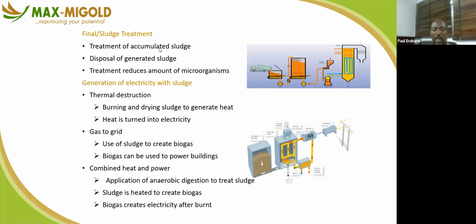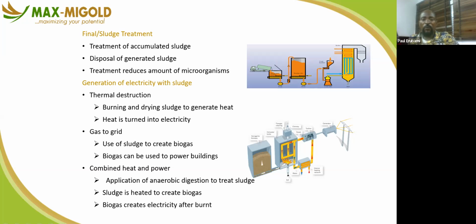So once you do that, you discharge the clean water into the public drain. Then there is always what we call a residual, which is more like a sludge. What do you do with the sludge? Treatment of the accumulated sludge, disposal of the generated sludge, treatment reduced amount of microorganisms. So most of the time, if you have the sludge in mass, in a very big form, you can use it to generate electricity.